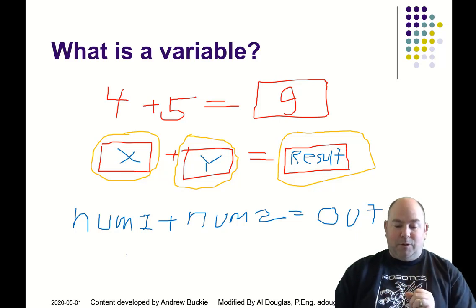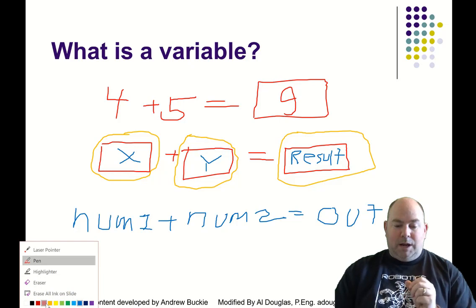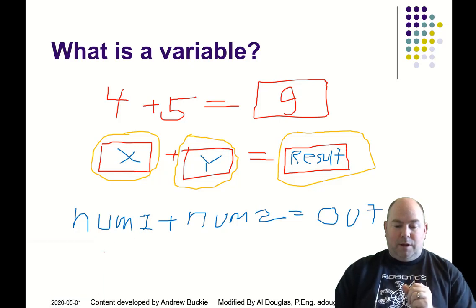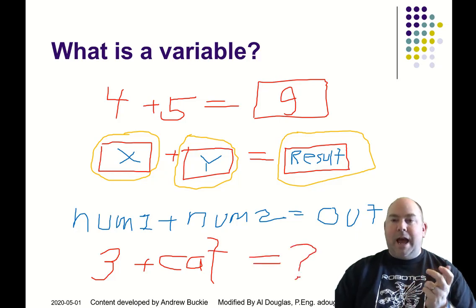What we can't do is we can't have 3 plus cat equals what? You can't add that together. That's a number plus an animal, gives you what? You can't add those two things together, right? You can only add a number plus another number.